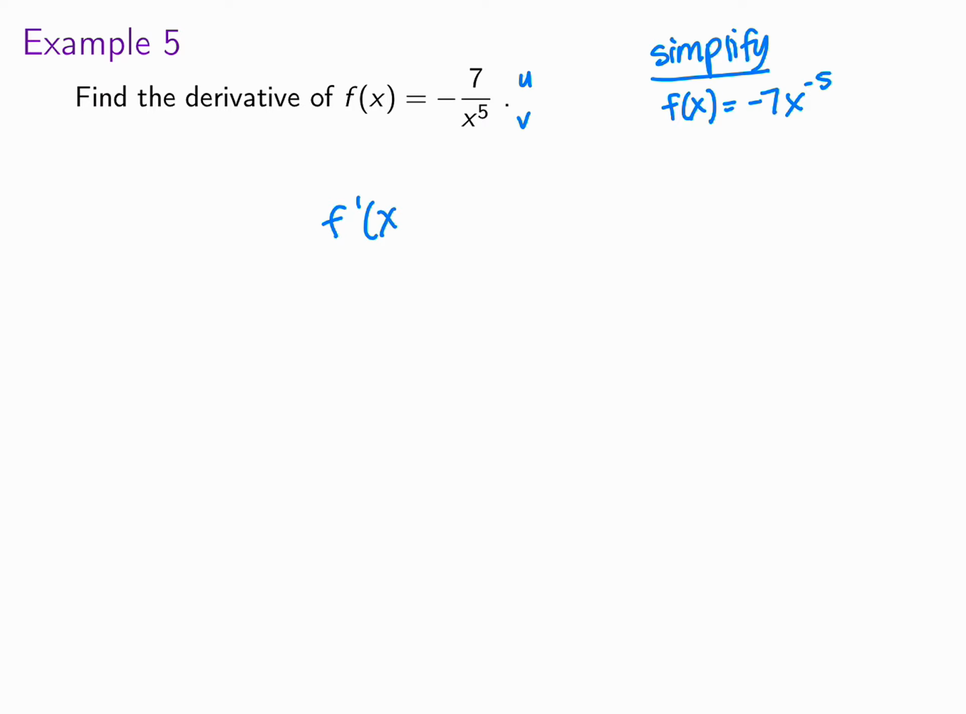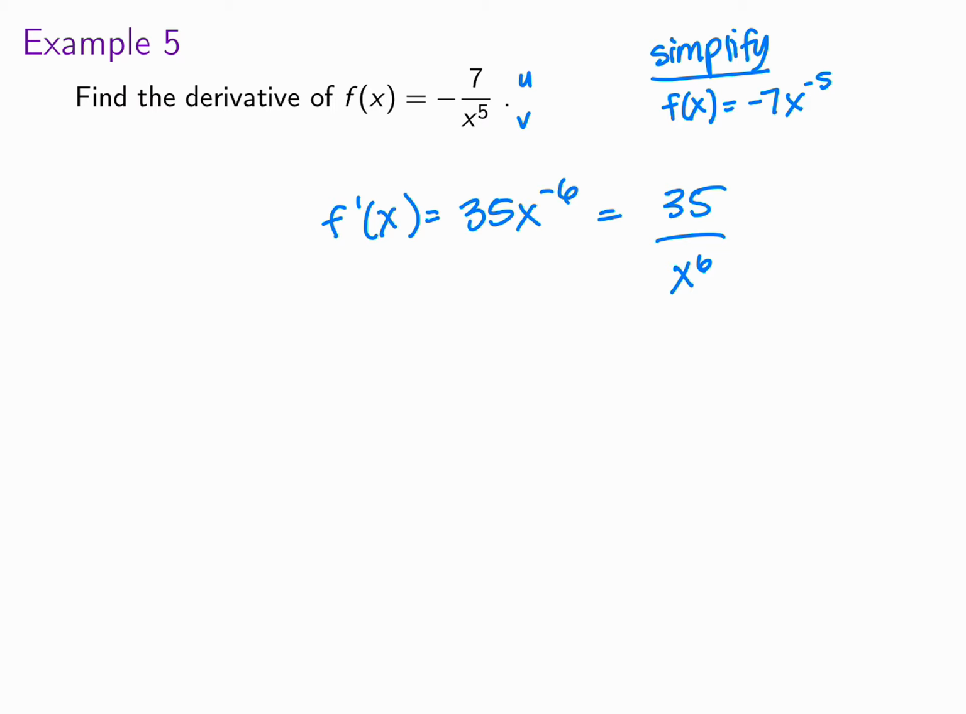F prime, using the power rule and the constant multiple rule, is just 35x to the -6, or 35 over x to the 6, whichever one you prefer. So just because you see a fraction, don't always assume you have to use the quotient rule. Because that numerator was just a constant, I could just rewrite this using the exponent property, so that it was in a power rule form. Makes it a lot easier.